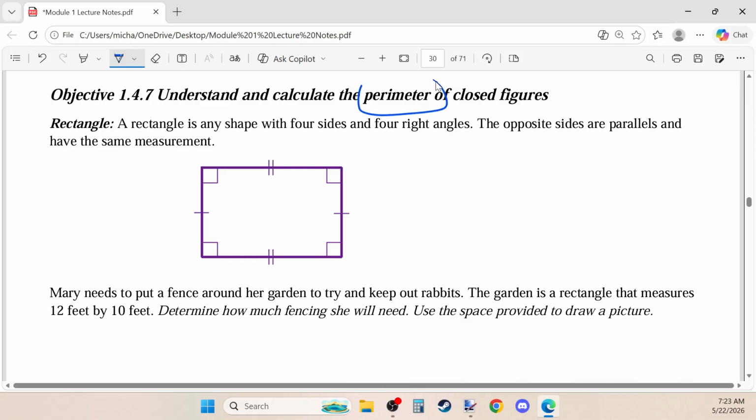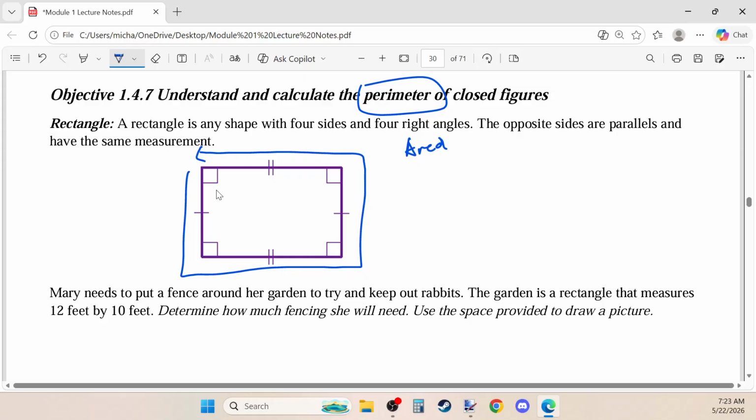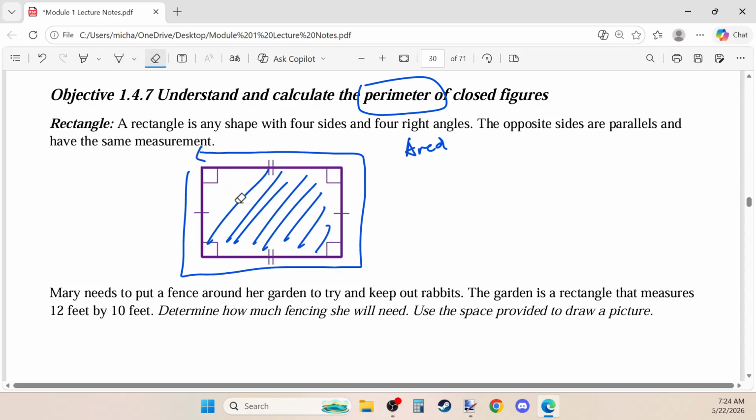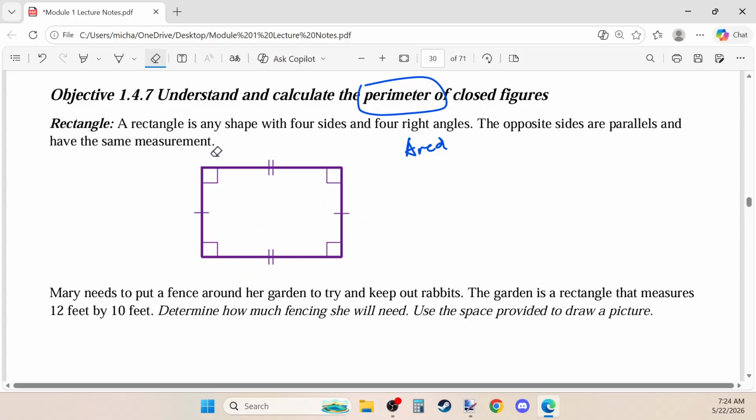Okay. Perimeter is the distance around an object. It's how far you'd have to walk if you walked around. Later, we're going to talk about area. Area is how big the inside of a shape is. It's a way of measuring that. We'll talk about area later, but perimeter is to walk around the shape, how far it is around.